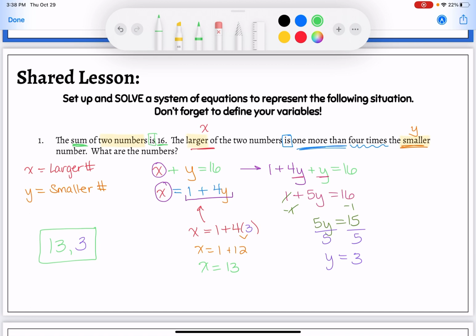And x was larger and y was smaller, so I know that it makes sense. Since these are just numbers, there isn't really a label for these. So 13 and 3 are just the two answers. You could say larger number is 13, smaller number is 3, but that's pretty obvious just by looking at your two numbers, right? So knowing that x is the larger and y is the smaller is just a good way to check and make sure nothing went wrong as you were solving, that x is really bigger than y, and then it will all make sense.